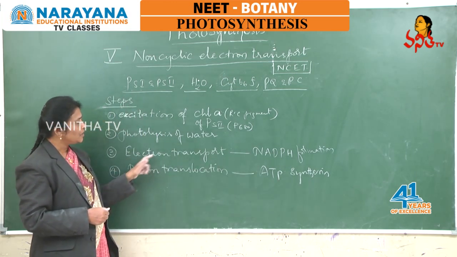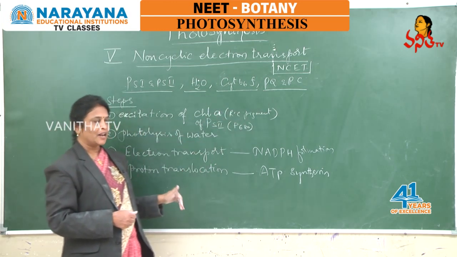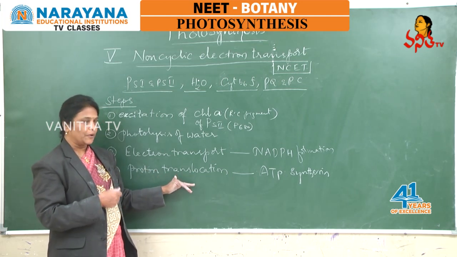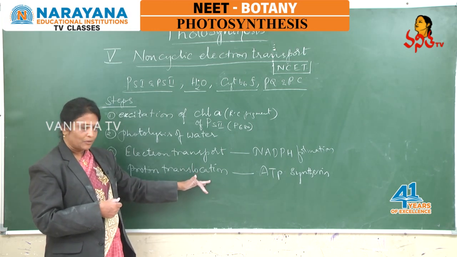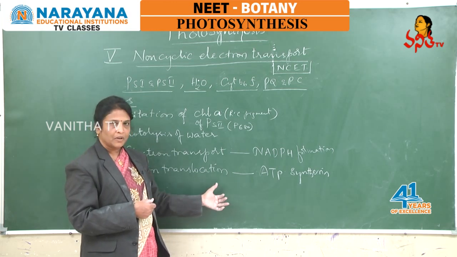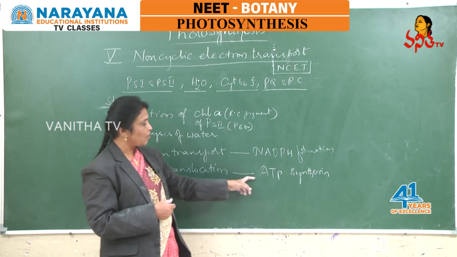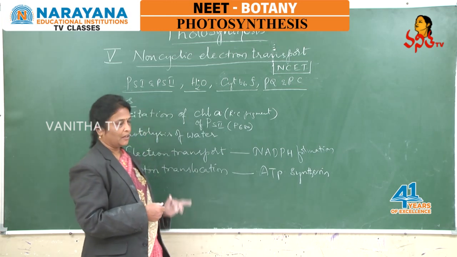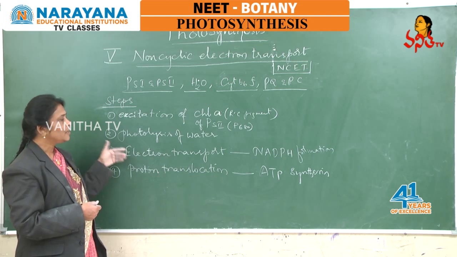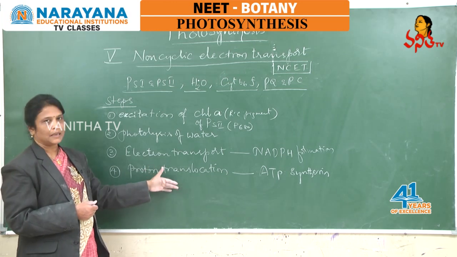Now, due to that electron transport mechanism, as plastoquinone is also involved in electron transport, it causes proton translocation from stroma to lumen, and protons also come from water molecules added to the lumen. So, proton translocation from stroma to lumen as well as from water to lumen causes a proton concentration gradient and later leads to the synthesis of ATP. So, these are the various steps that occur during non-cyclic electron transport, finally causing the synthesis of assimilatory power, that is NADPH and ATP. Okay.